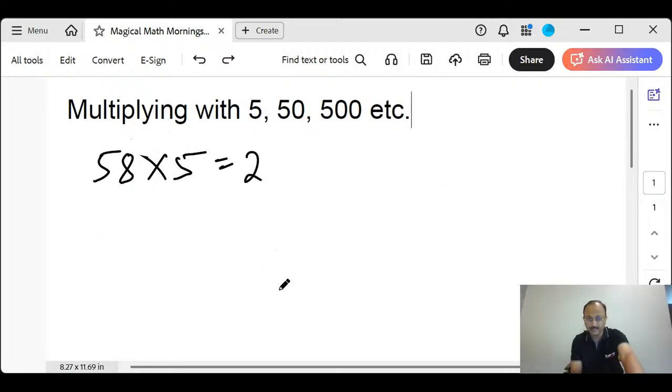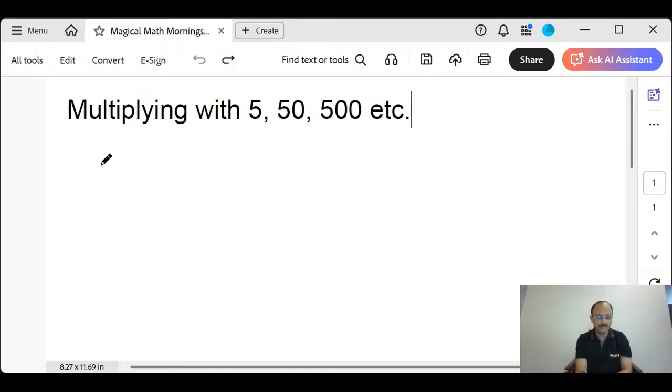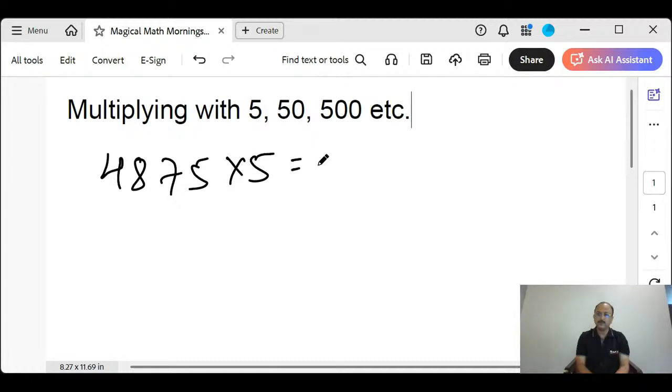Let's take a little bigger number and try to multiply with 5. Okay, we'll take 4875 into 5. Try this. Just half of this and imagine a 0 at the end. Correct?